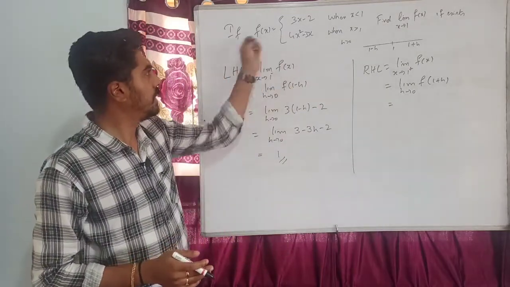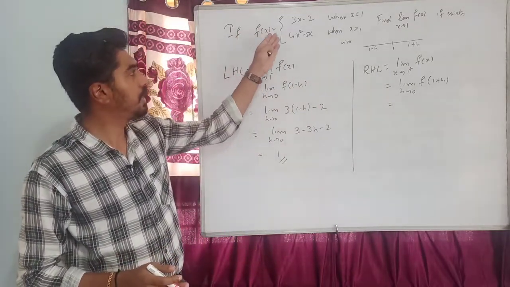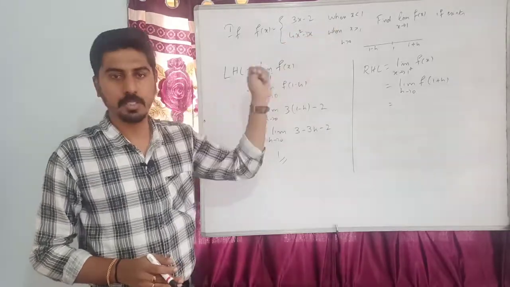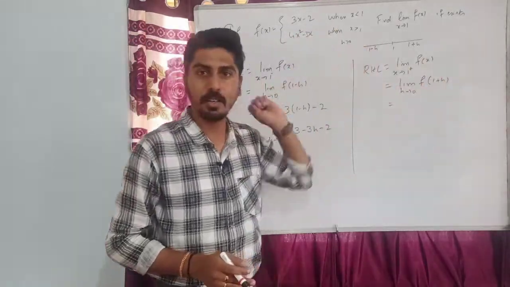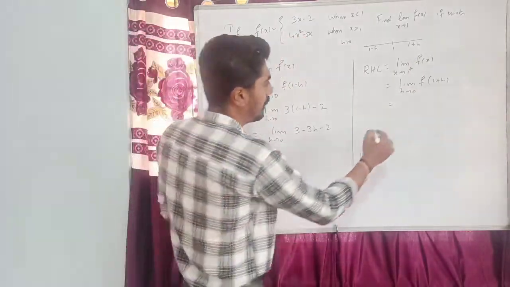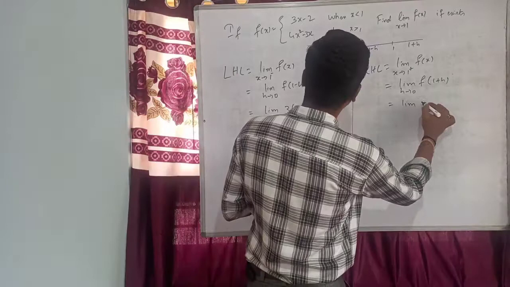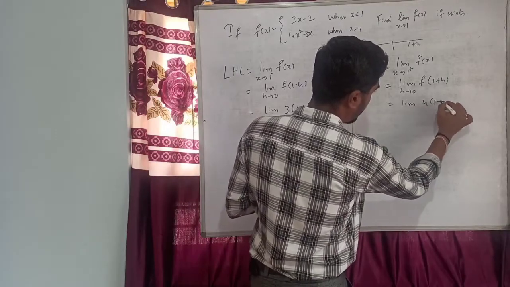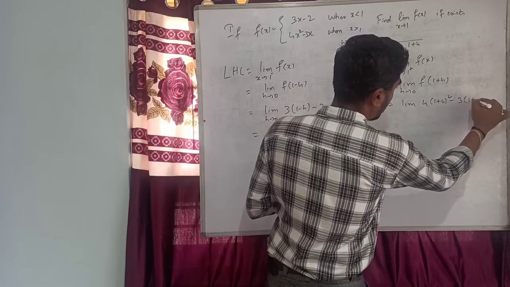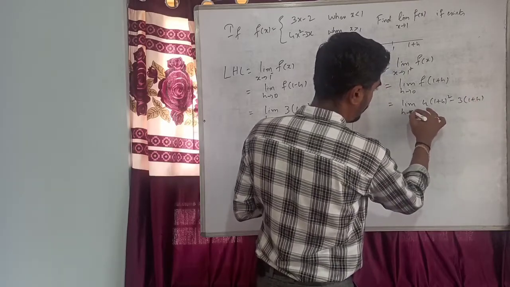Now if you observe here, f of x is defined as 4x square minus 3x whenever x is greater than 1. 1 plus h is greater than 1, therefore I use this definition. This will be the limit of 4 into (1 plus h) whole square minus 3 into (1 plus h) as h tends to 0.